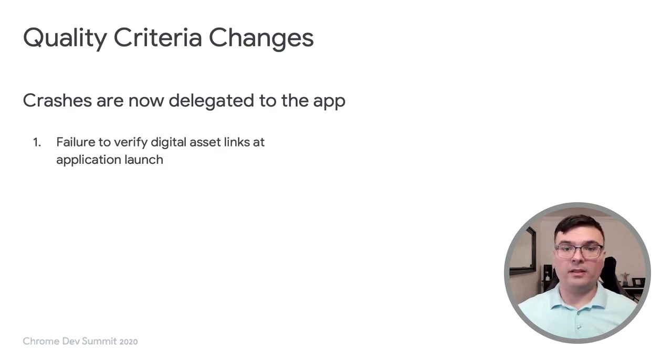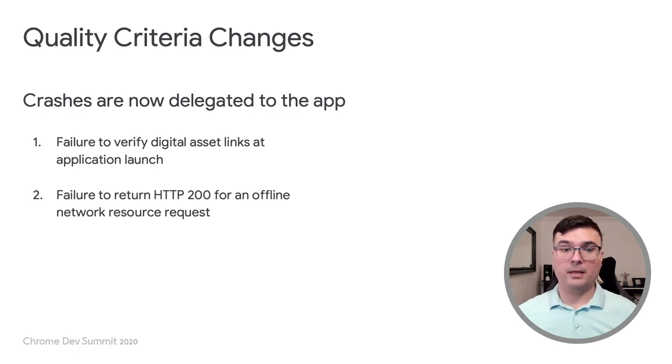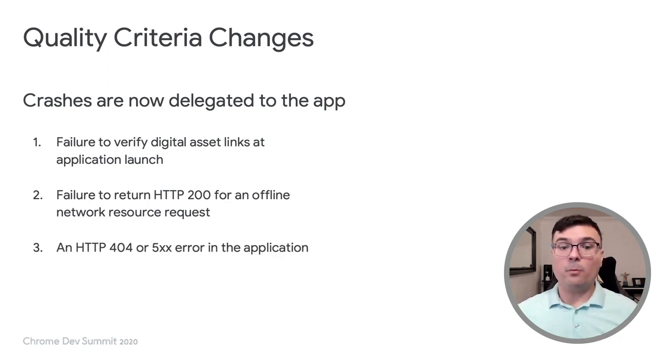First, when validation of the relationship between the web app and the Android app fails. Second, when the app fails to handle the offline scenario and the Chrome dinosaur would be displayed. Finally, when opening pages that cause the server to return a 404 or a 500 error.